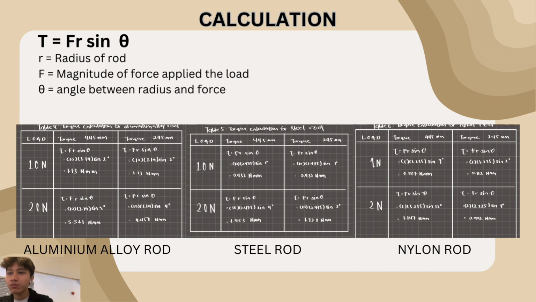Next, for the nylon rod length 445 mm, by using 1 Newton load, we get 0.507 Nm, and for the 2 Newton load, we get 1.347 Nm. For the nylon rod length 245 mm, the load 1 Newton, we get 0.113 Nm, and the 2 Newton load, we get 0.902 Nm.